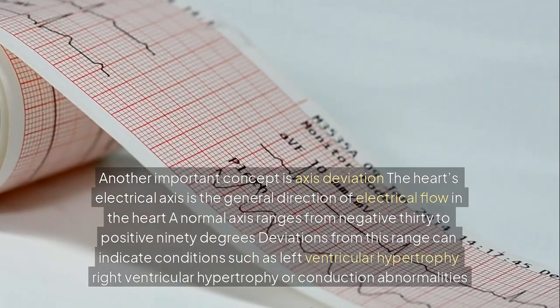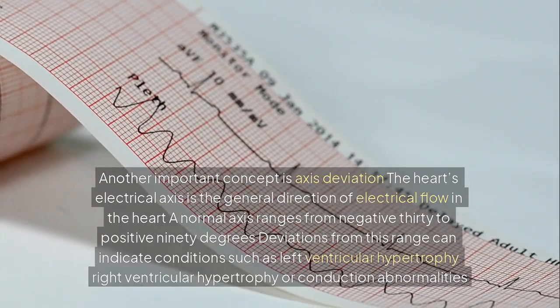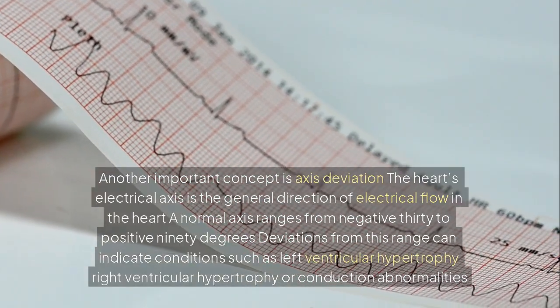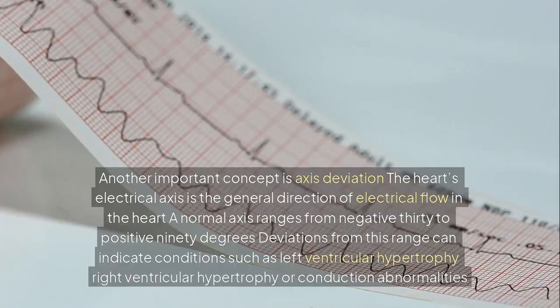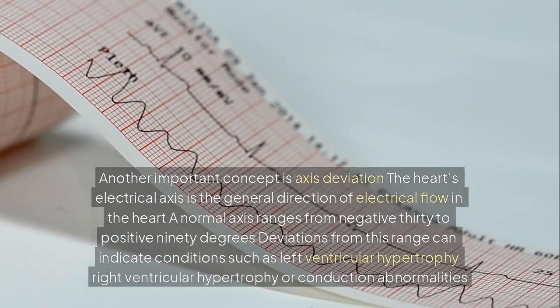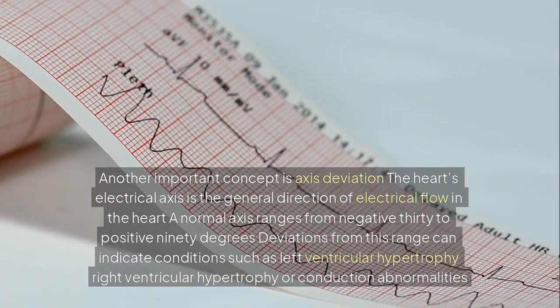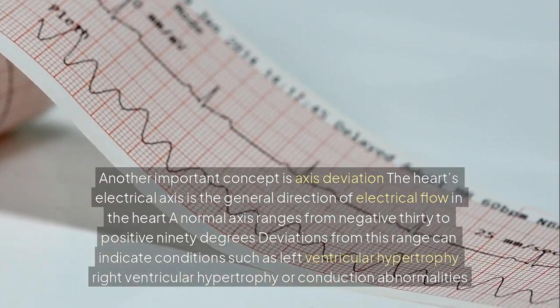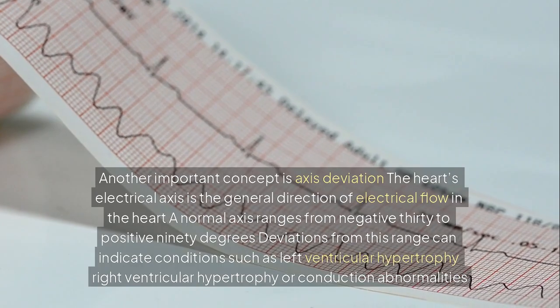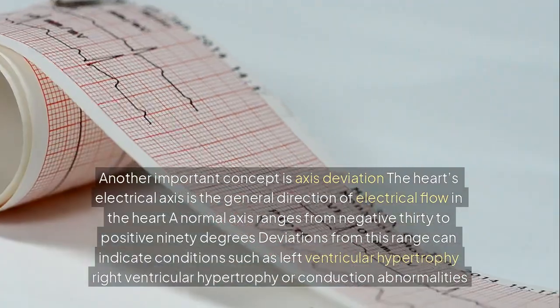Another important concept is axis deviation. The heart's electrical axis is the general direction of electrical flow in the heart. A normal axis ranges from -30 to +90 degrees. Deviations from this range can indicate conditions such as left ventricular hypertrophy, right ventricular hypertrophy, or conduction abnormalities.